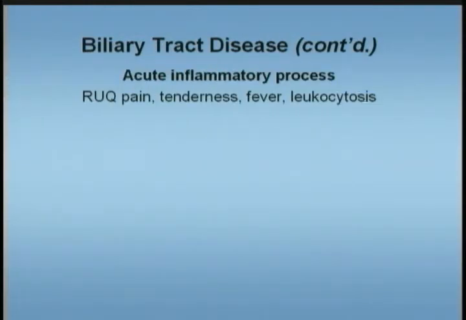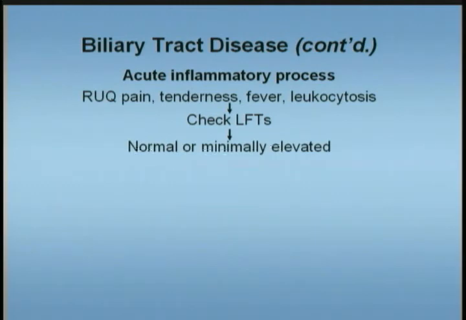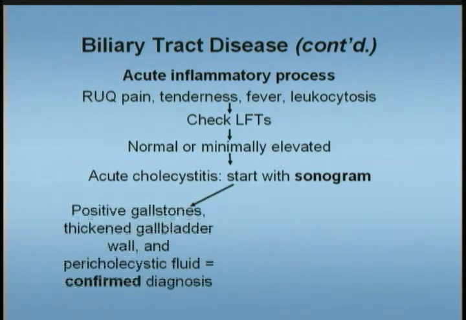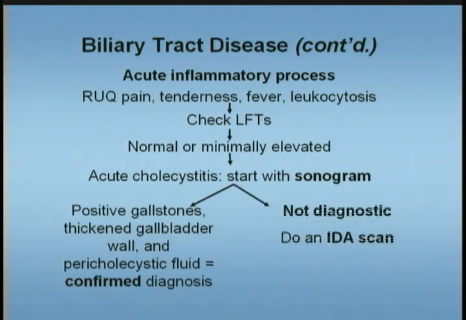If you realize that there is an acute inflammatory process, right upper quadrant pain, tenderness, fever, leukocytosis, you check the liver function tests. Remember, we talked about that. If they are normal or minimally elevated, that inflammatory process is acute cholecystitis, most likely. You start with a sonogram, and if the sonogram shows gallstones, thickened gallbladder wall, and pericholecystic fluid, that is indeed the diagnosis. If the sonogram is not diagnostic, we do the IDA scan.